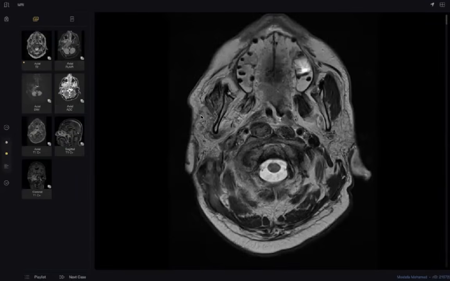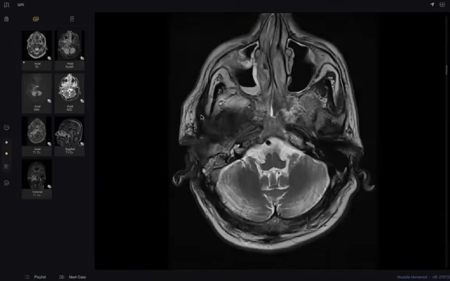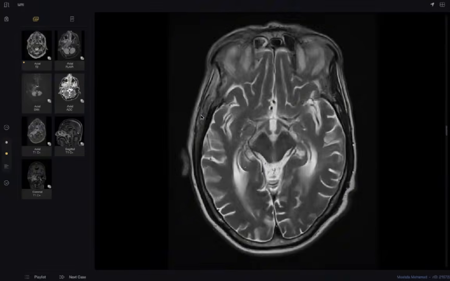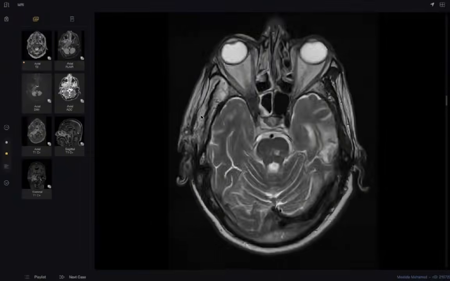I am presented with the axial T2 cuts of the brain. I will scroll through the study and then start my statement.